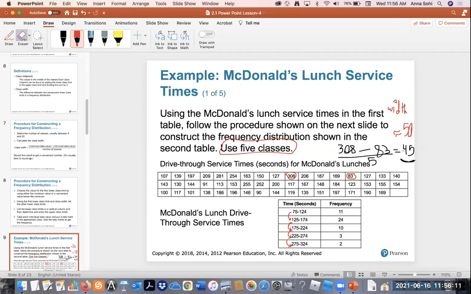So we have the red ones, which are my lower class limits, and the yellow highlight is my upper class limit. So now we want to design our frequency table. We got the minimum and maximum of each class. We got the class width. Now, if you think about it, every class has the same width, and it is exactly 50. 50 values in each category.